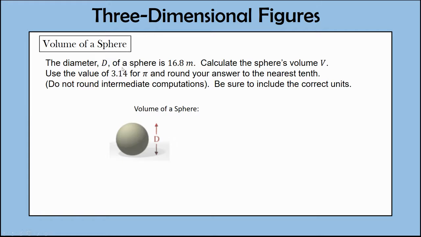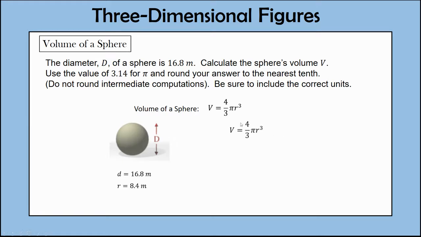The last one is a sphere. To find the volume of a sphere, it's 4/3 times pi r cubed. That's the formula. And we're just going to follow that formula and plug our information in. Notice here it says the diameter of the sphere is 16.8 meters. If the diameter is 16.8, that's the distance all the way across. That means the radius is 8.4. This is what we need to use in our formula, 8.4.